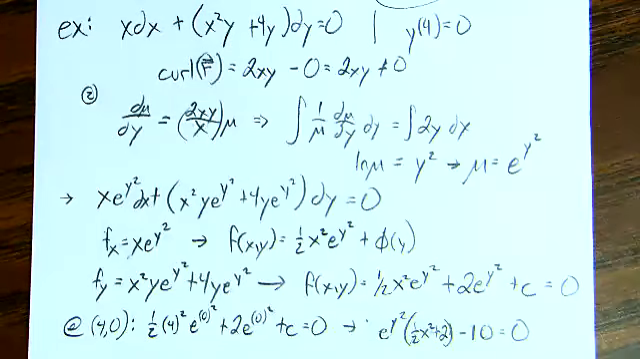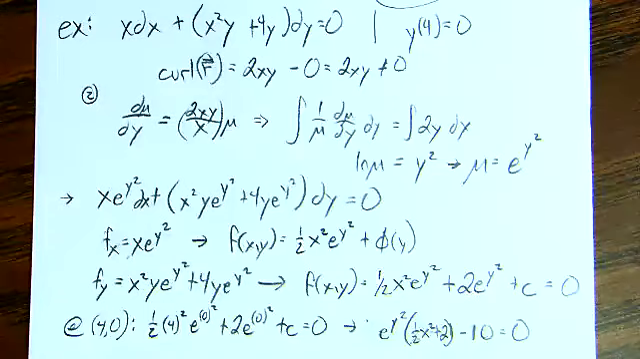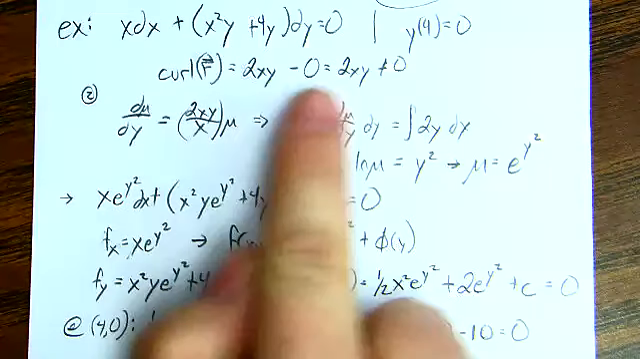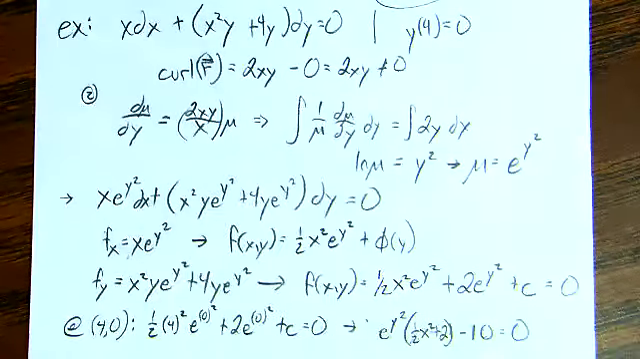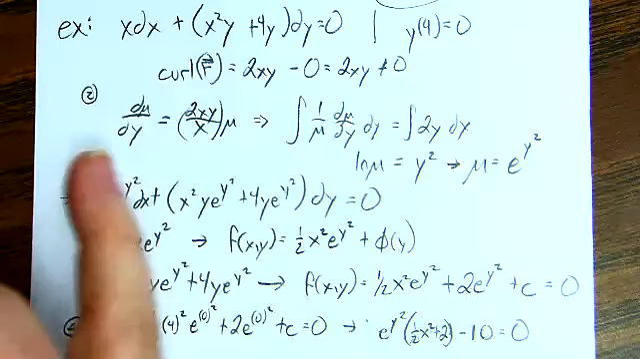I left you on this example. We found the curl. The curl is non-zero for all values of x and y. That is, for all values x and y, the curl is non-zero. We found an integrating factor then.